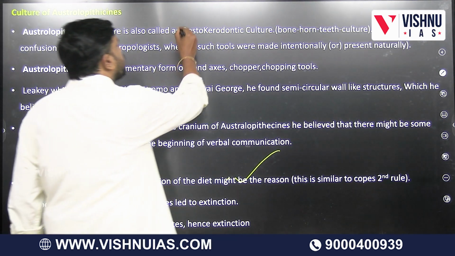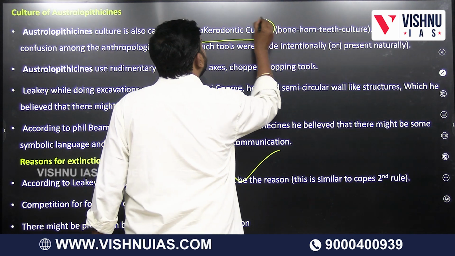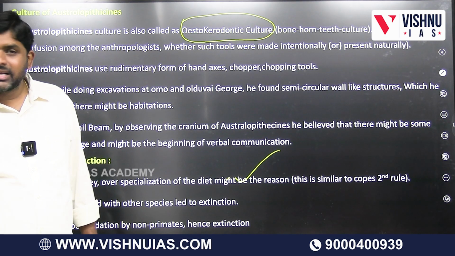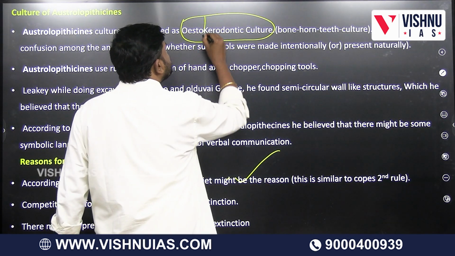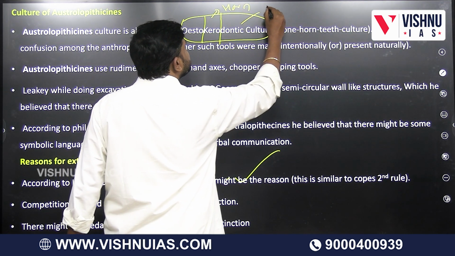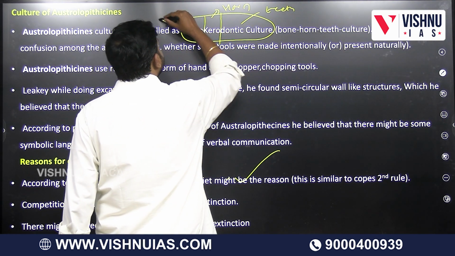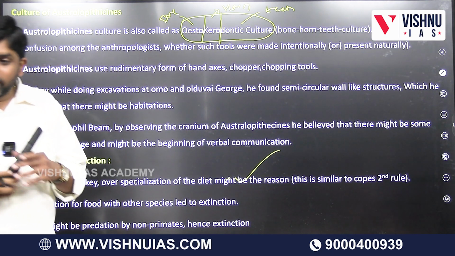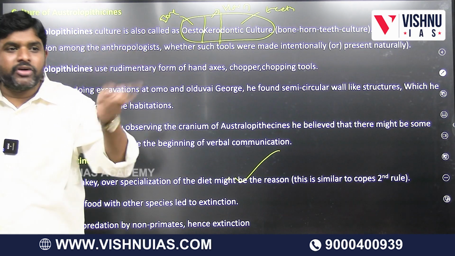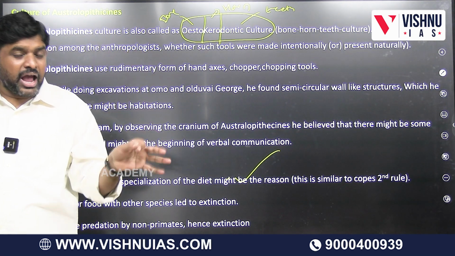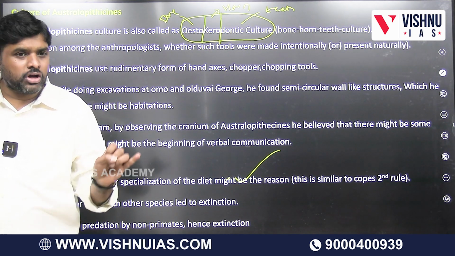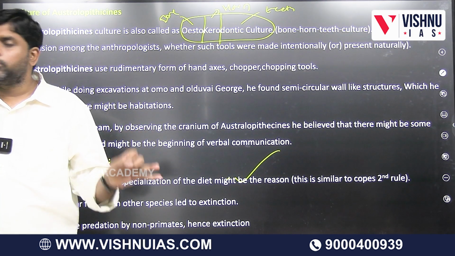Australopithecines culture is called Osteodontokeratic culture. Osteo means bone, kerato means horn, dontic means teeth. So they used bones, teeth and horns for hunting. So Australopithecine man depended upon hunting, and for that hunting what did he take? Horns he took. Bones he took.